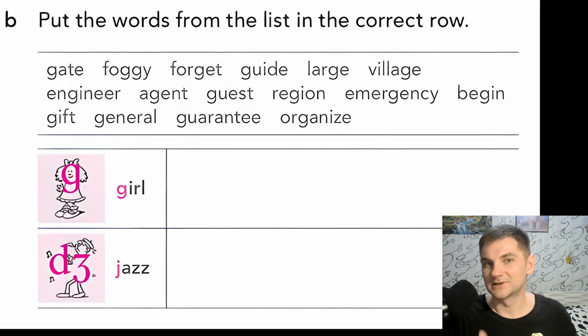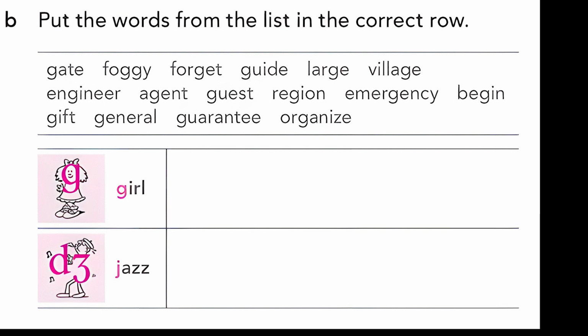Now part B, as you can guess, put the words from the list in the correct row. Like girl with the sound G and jazz with the sound J. And like you see, gate has the sound G, so you put it in the first row. And foggy also has the sound G, so you put it in the first row as well. So try to do the rest on your own. Then listen and check.